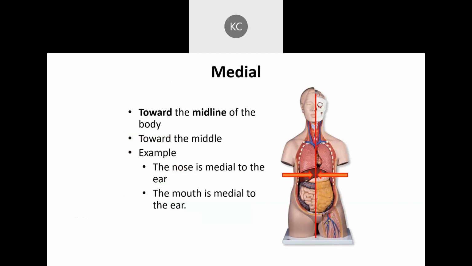Okay, perfectly equal left side to perfectly equal right side. That cut is in the midline of the body. Any structure that is closer to that cut is termed medial. And as we'll see in the next slide, any structure that is away from that line is termed lateral. Okay, so toward the midline, the nose is medial to the ear. The nose is closer to the midline of the body than the ear is.